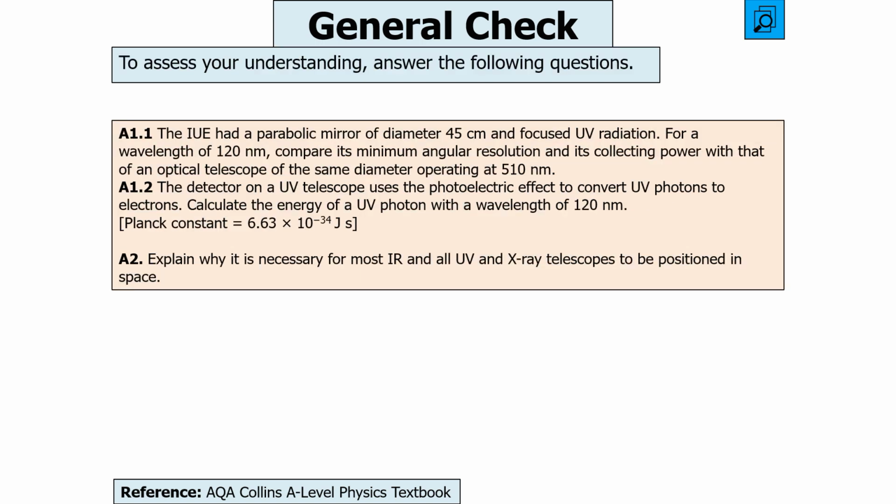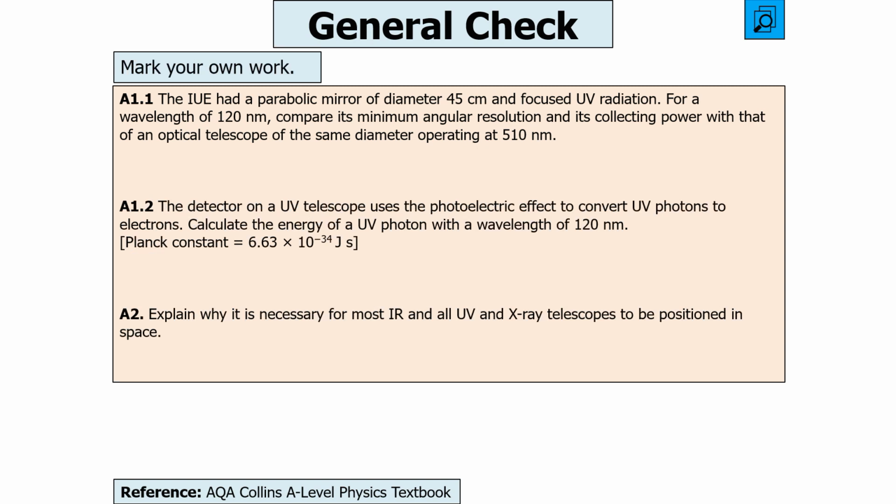Now the next question says the IUE has a parabolic mirror of diameter 45 centimeters and focuses UV radiation. For a wavelength of 120 nanometers, compare its minimum angular resolution and its collecting power with that of an optical telescope of the same diameter operating at 510 nanometers. Now the detector on a UV telescope uses the photoelectric effect to convert UV photons to electrons. Calculate the energy of a UV photon with a wavelength of 120 nanometers and explain why it's necessary for most IR and all UV and X-ray telescopes to be positioned in space. So pause the video now, then unpause the video when you want to go through your answer.